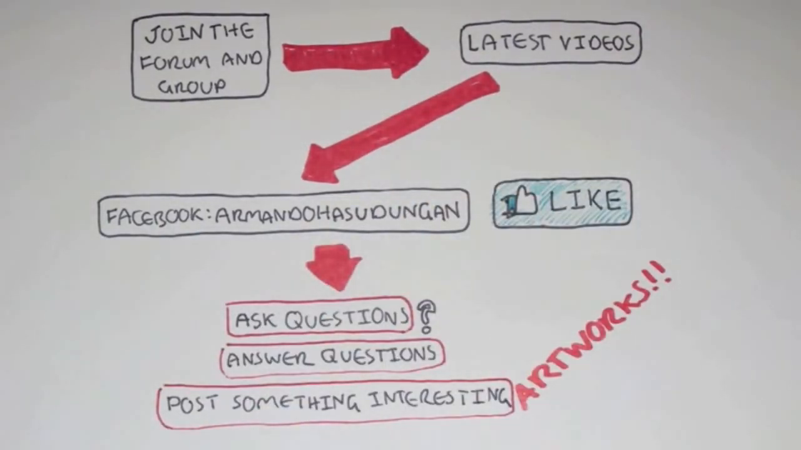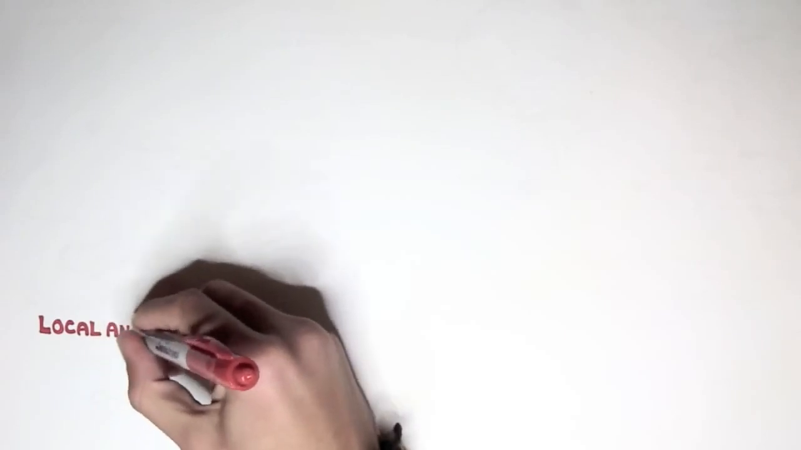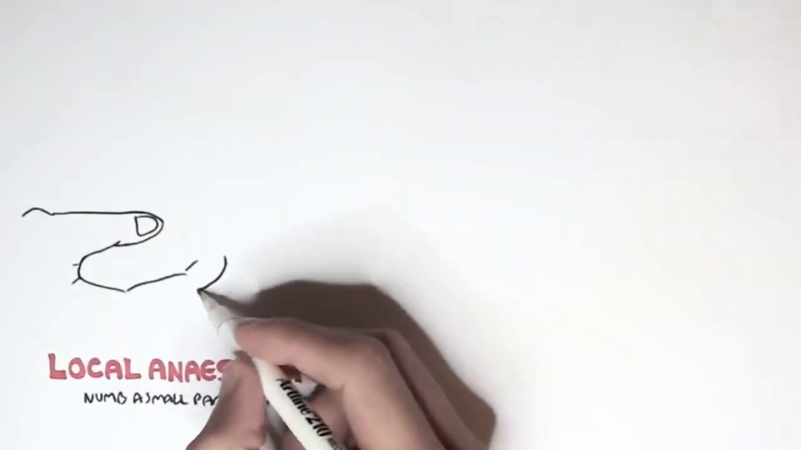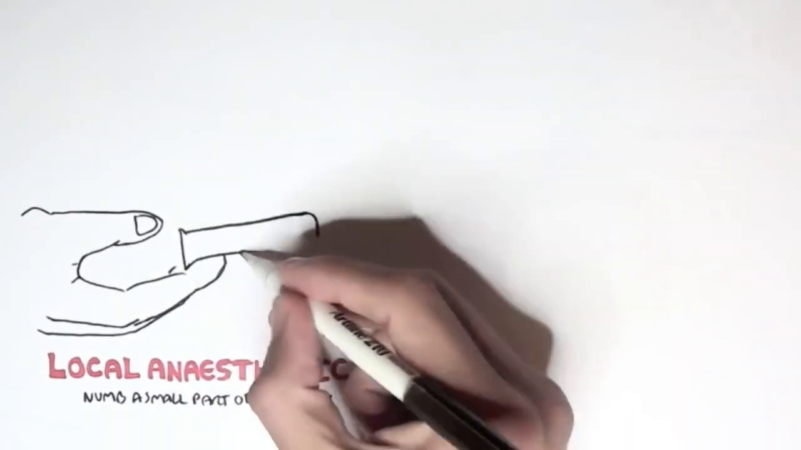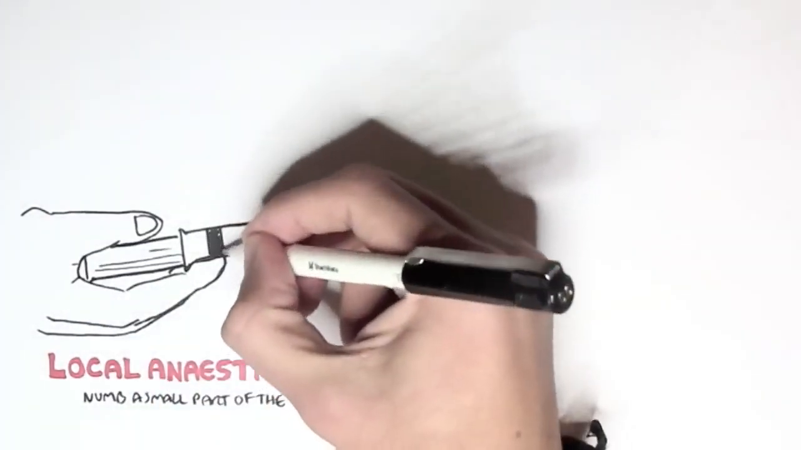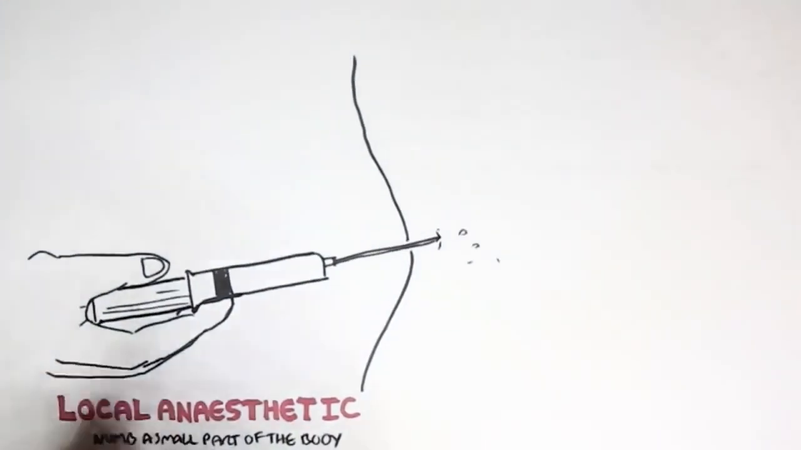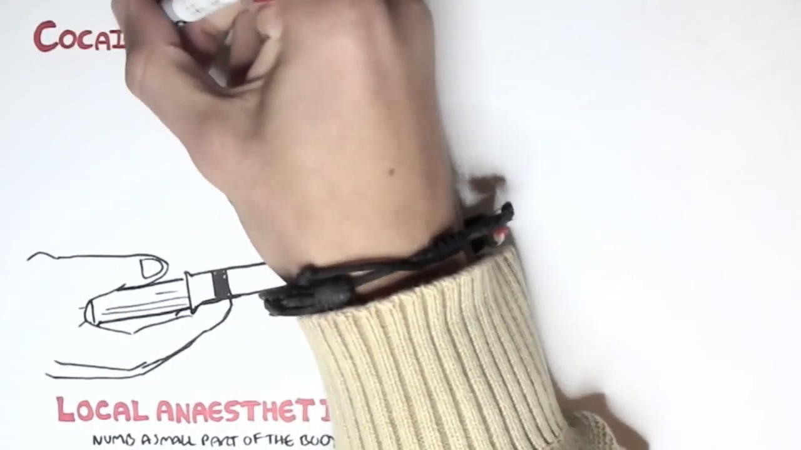In this video, we're going to look at local anesthetics, and this is an overview on local anesthetics to do with pharmacology. Local anesthetics are used in minor surgery to numb a small part of the body. Here you can see a doctor injecting some local anesthetic into the body to numb the area so we can't feel anything.